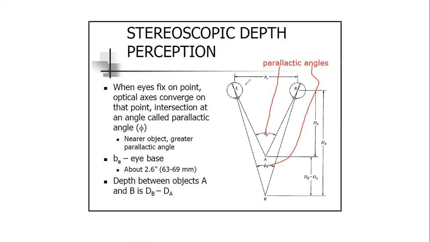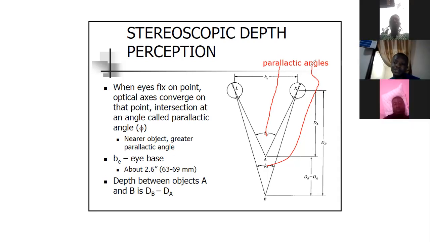Now the distance between the two eyes, we call it the eye base, and everyone has their own eye base. You can take a ruler and just measure the distance between one eye and the other.